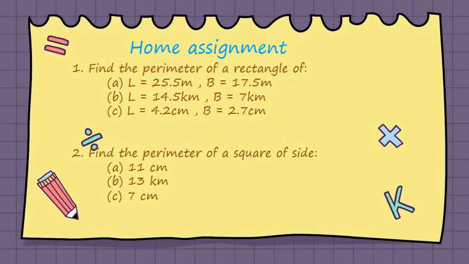Now children, this is your home assignment which you are supposed to do on your own in your maths homework copy. There are two sums. In the first sum, you have to find out the perimeter of a rectangle, and in the second sum, you have to find the perimeter of square.